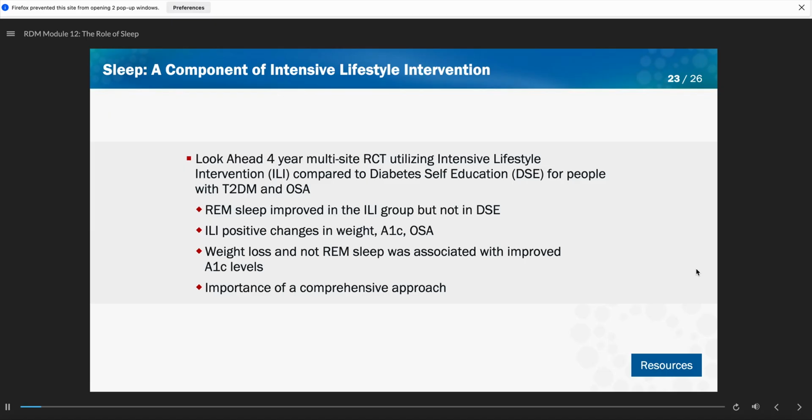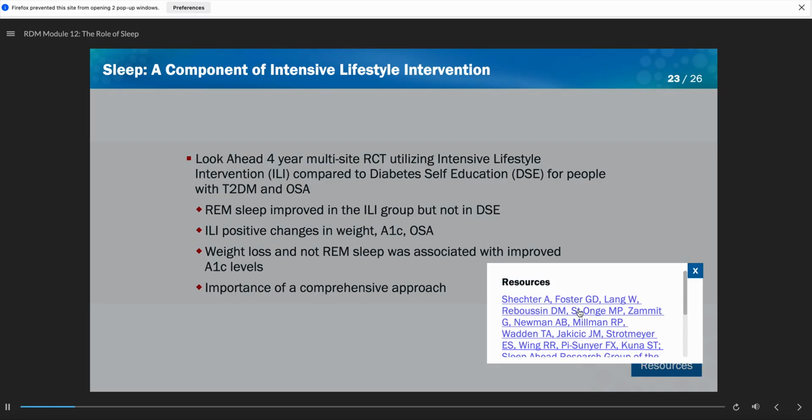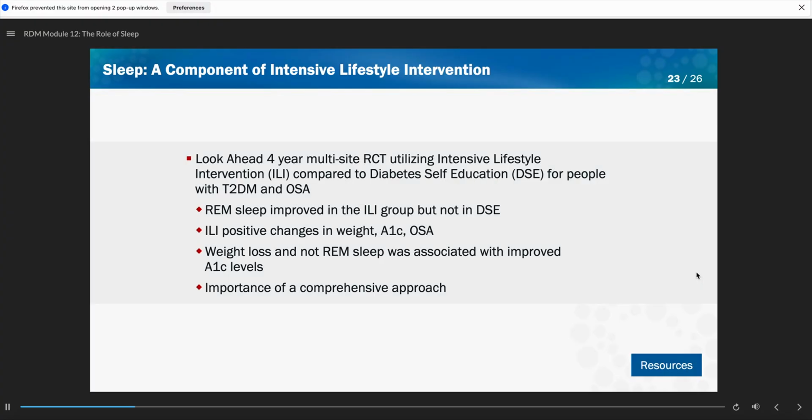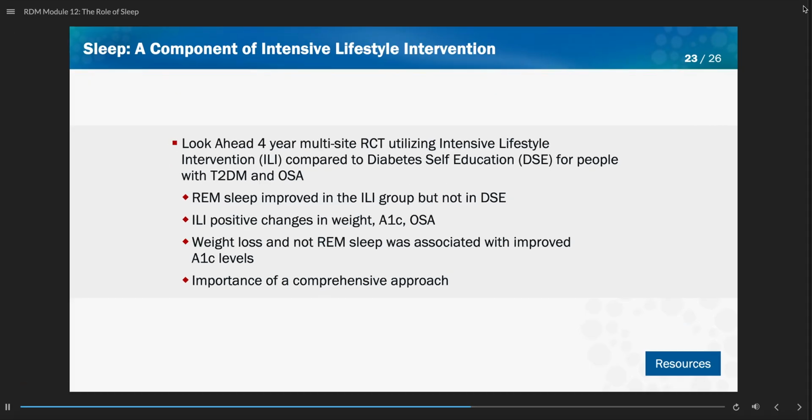In another 4-year multi-site randomized control trial utilizing intensive lifestyle intervention compared to the diabetes self-education program for people living with type 2 diabetes and obstructive sleep apnea, they found that the REM sleep improved through this intervention in the lifestyle group, but did not necessarily improve in the diabetes self-education group. And again, in the lifestyle intervention group, there were more positive changes in weight, A1C, and obstructive sleep apnea reported awakenings. They also found better weight loss, but not better sleep with improved A1C levels.